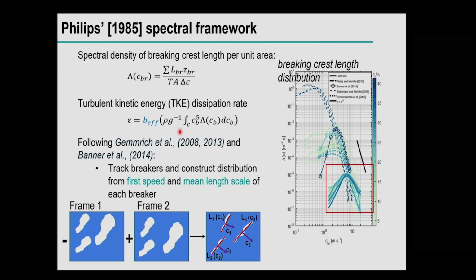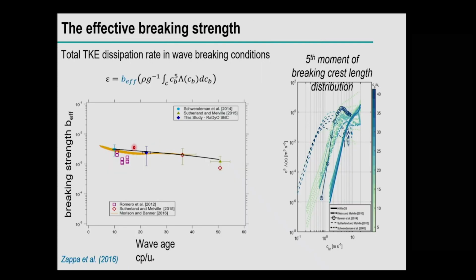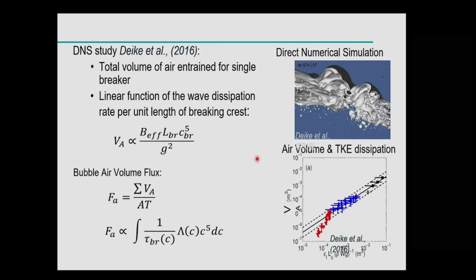However, to link the fifth moment of this breaking crest length distribution to the TKE dissipation rate, you still need a breaking strength coefficient, and there are different approaches to this. In a group with Zappa, we worked on trying to parameterize an effective breaking parameter as a function of the wave age. So this is what I've used to then compute the TKE dissipation rate.